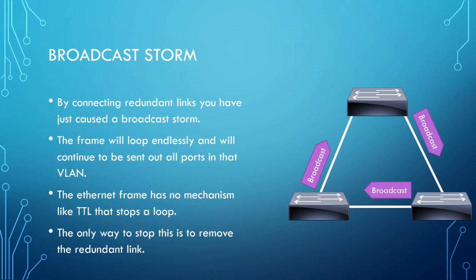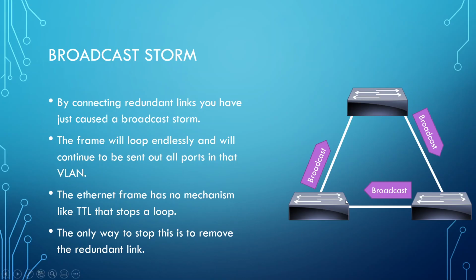Now, this is where redundancy can cause an issue. So think of it like this. Imagine we take it from this point of view. Now this switch, and we're only going to go from left to right, has received a broadcast frame. Good. It forwards out every single interface. Okay, so it goes all the way over here.